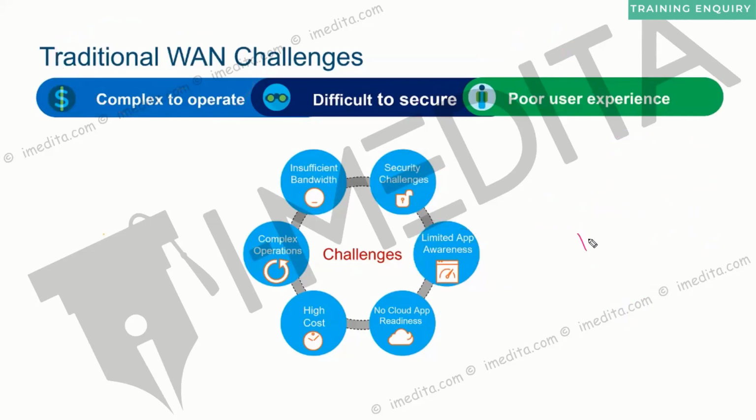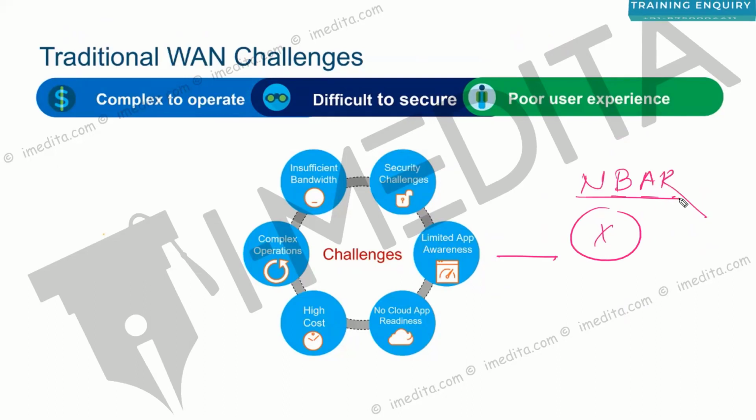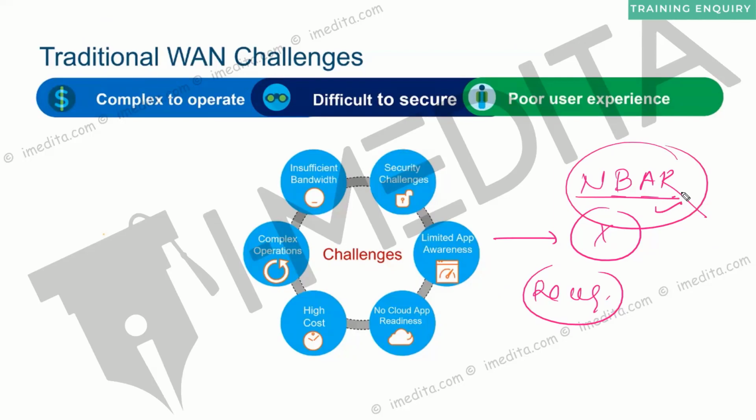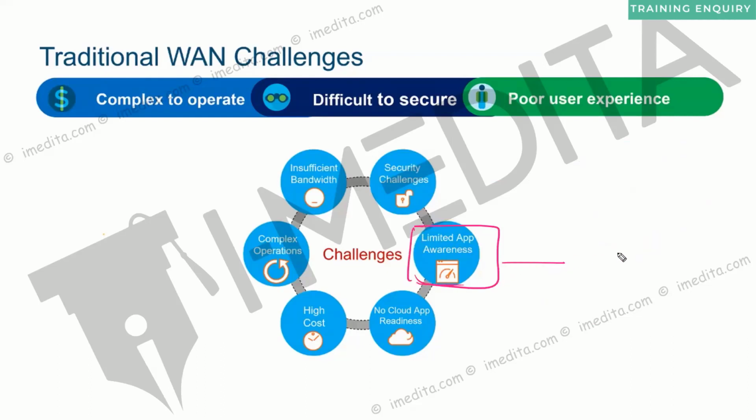Limited app awareness: your traditional WAN router is not aware of all the applications that are currently available in the market. We do have things such as NBAR, network-based application recognition, where the traffic can be recognized by the protocol name and so on. But NBAR needs to be configured on the device by yourself, and the support in NBAR is for very limited applications. The managed routers are aware of only a limited set of applications and application traffic, so they can do only a limited level of optimization for the users.